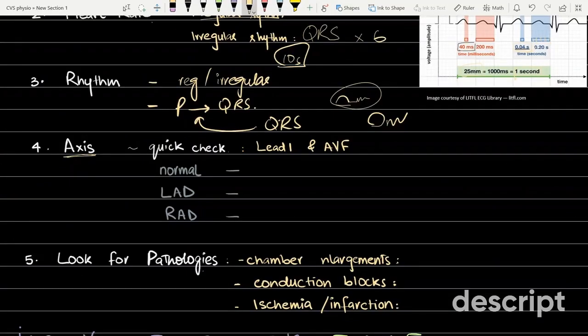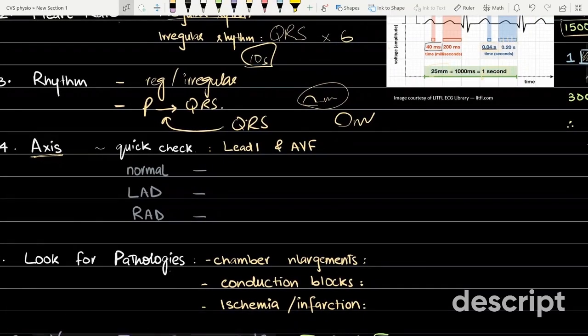Now moving on to step 4, we will do a quick axis check. You will look at lead 1 and AVF. If both are positive, the axis will be normal. If lead 1 is positive and AVF is negative, it will be left axis deviation. For right axis deviation, lead 1 will be negative and AVF will be positive.